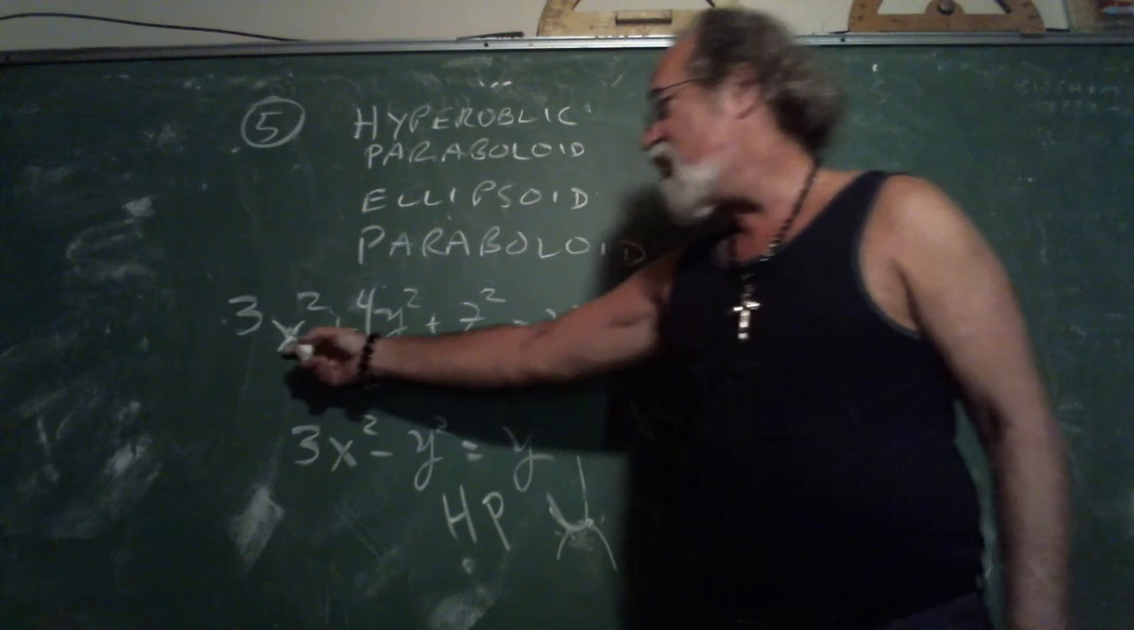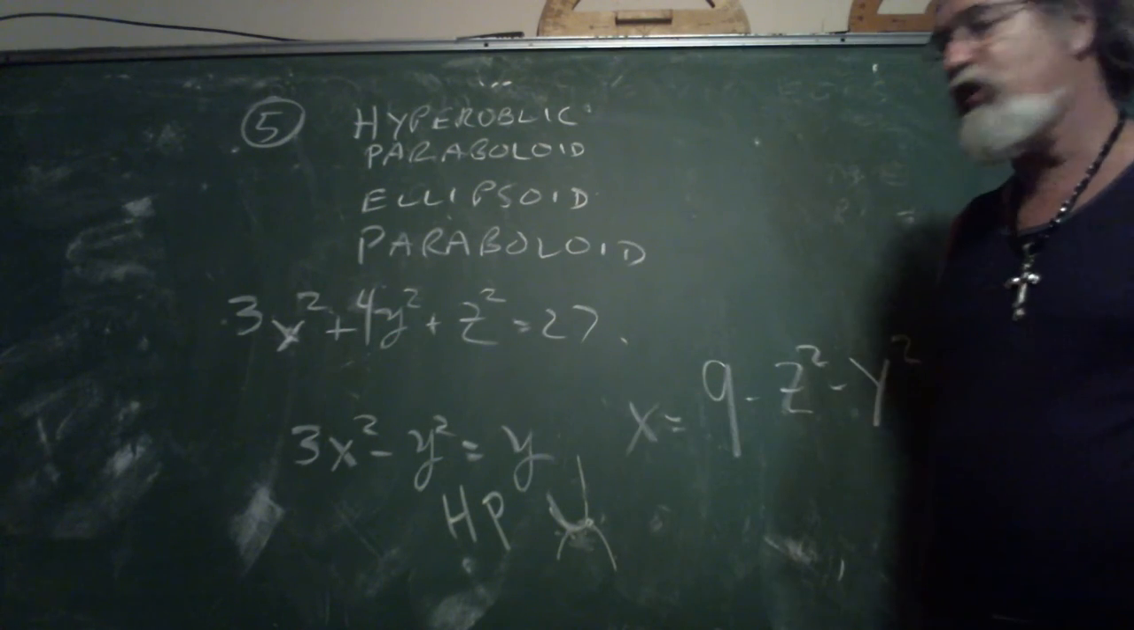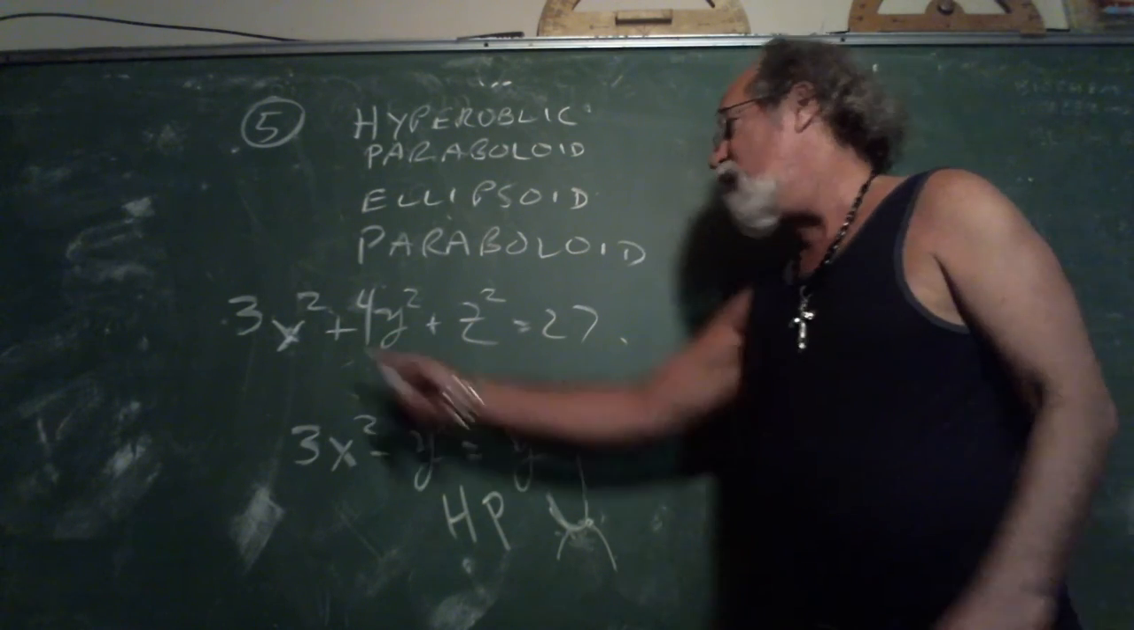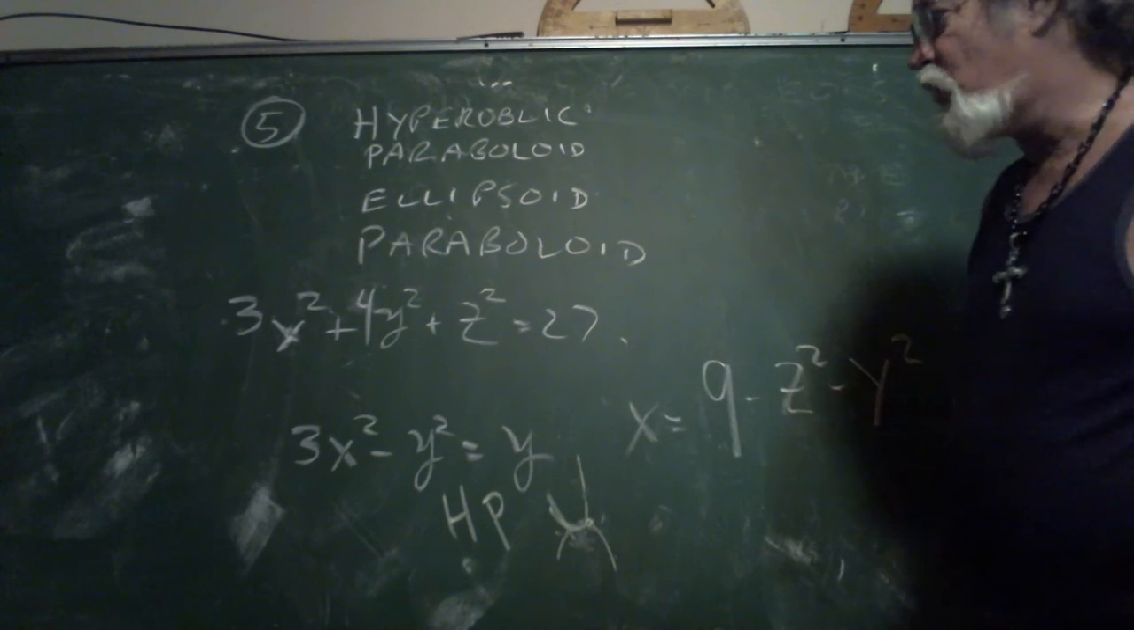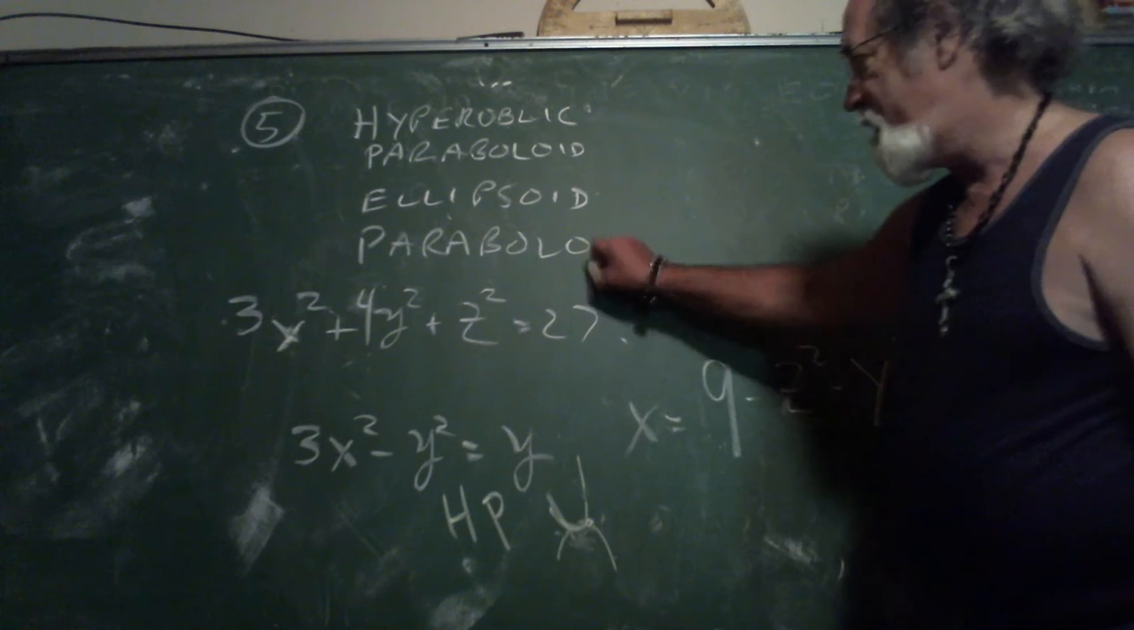This one, everybody's squared and all added together. So that'd be either a sphere or a football. It's an ellipsoid because there's a 3 and a 4 and a 1. They don't match. The coefficients of the squared terms don't match, so it's an ellipsoid.